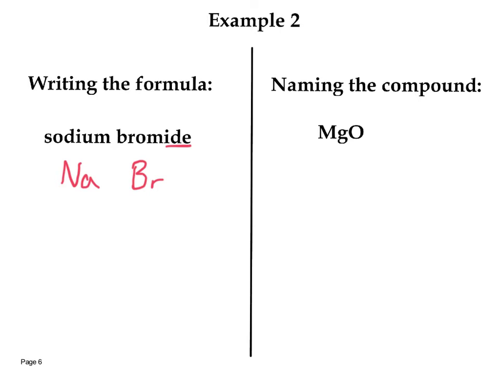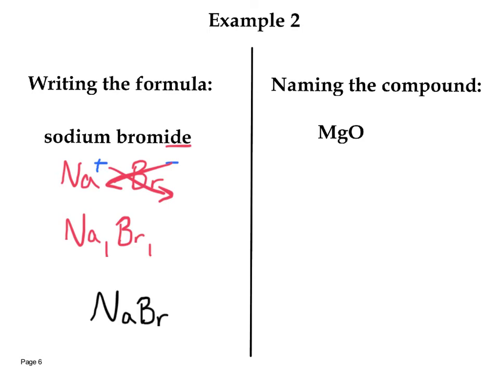Now let's take a look at our oxidation numbers. Sodium has a positive 1, bromine has a negative 1. So whenever these oxidation numbers cross down, as I always do in my swap, it becomes Na1, Br1. But again, remember, we don't write understood ones here. So my answer becomes NaBr. That is the formula for sodium bromide.